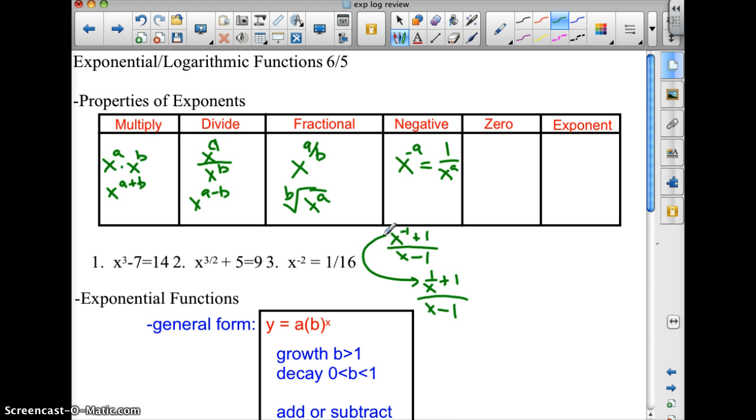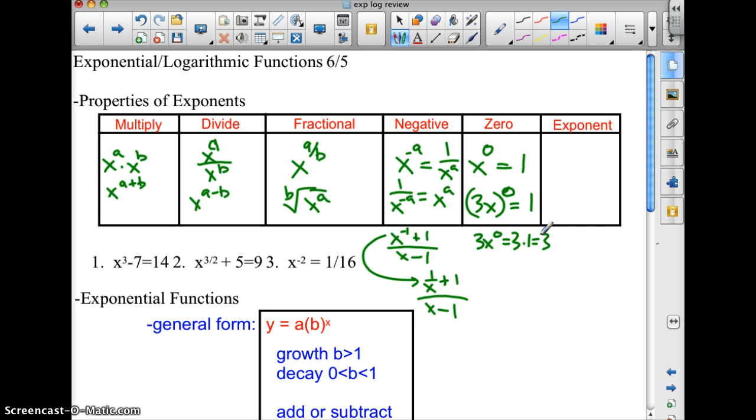Now, a negative exponent doesn't always send things to the denominator either. If I have a negative exponent in a denominator, then that sends it to the numerator and makes it positive. Just like that. Zero exponent: if I have anything to the 0 power, x to the 0, no matter what x is, it equals 1. So if I have (3x) to the 0, that equals 1. If I have 3x to the 0 like that, that is 3 times 1, or 3. So be careful of that difference there.